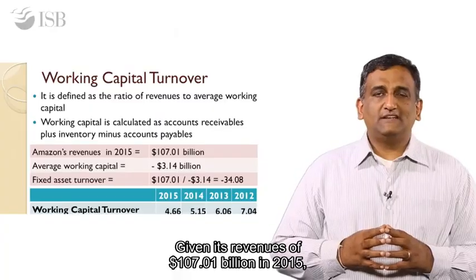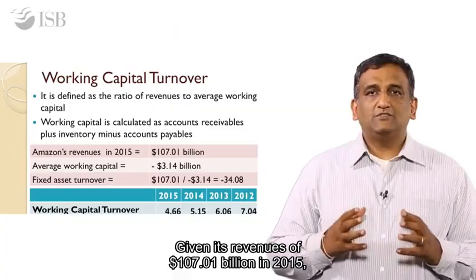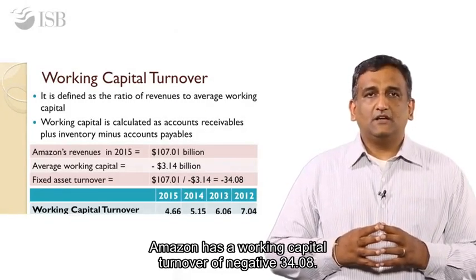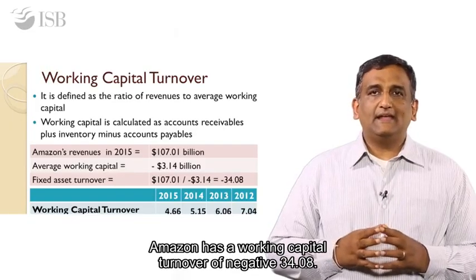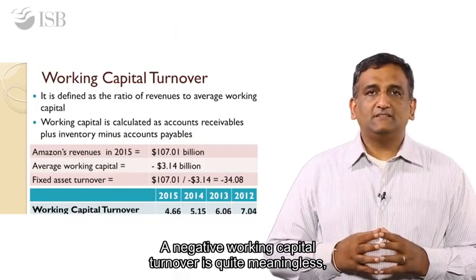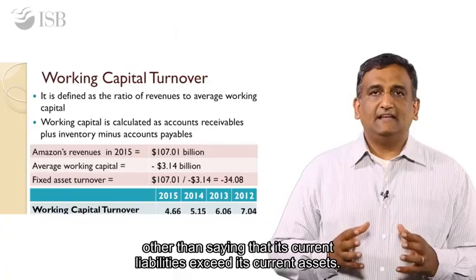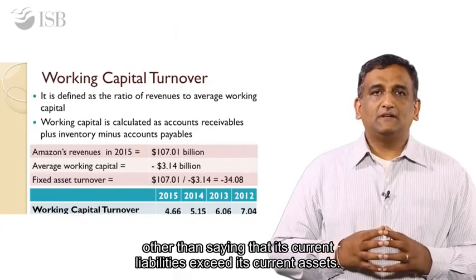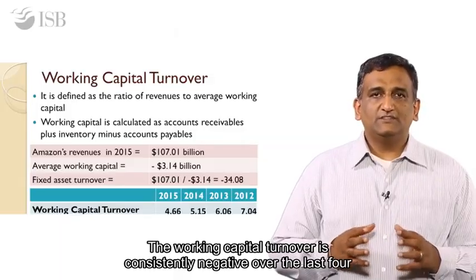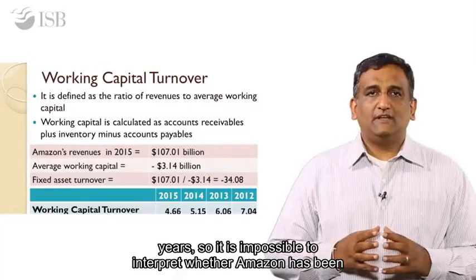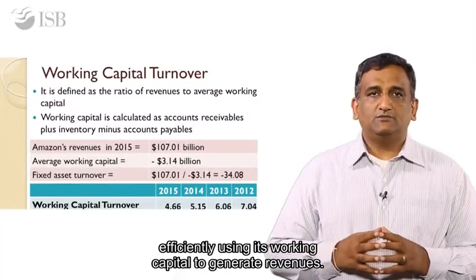Given its revenues of $107.01 billion in 2015, Amazon has a working capital turnover of negative 34.08. A negative working capital turnover is quite meaningless other than saying that its current liabilities exceed its current assets. The working capital turnover is consistently negative over the last 4 years. So it is impossible to interpret whether Amazon has been efficiently using its working capital to generate revenues.